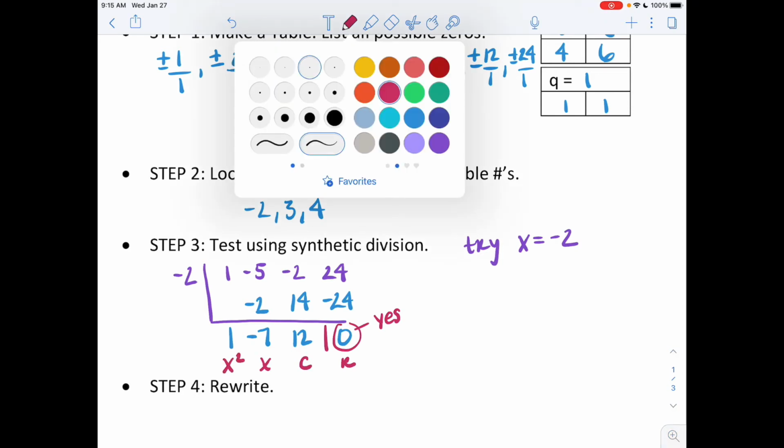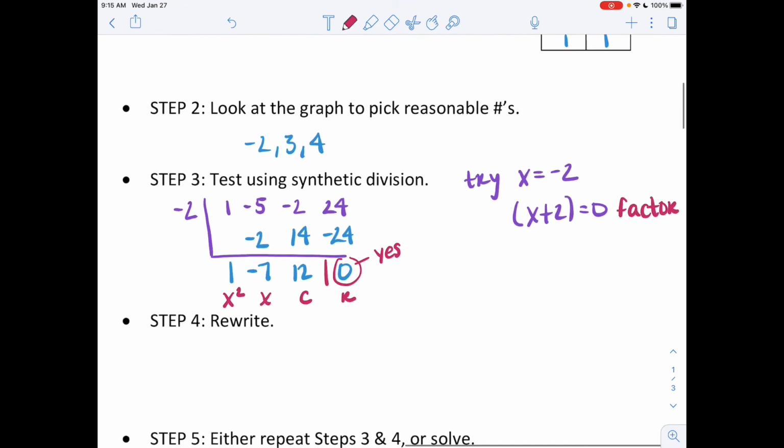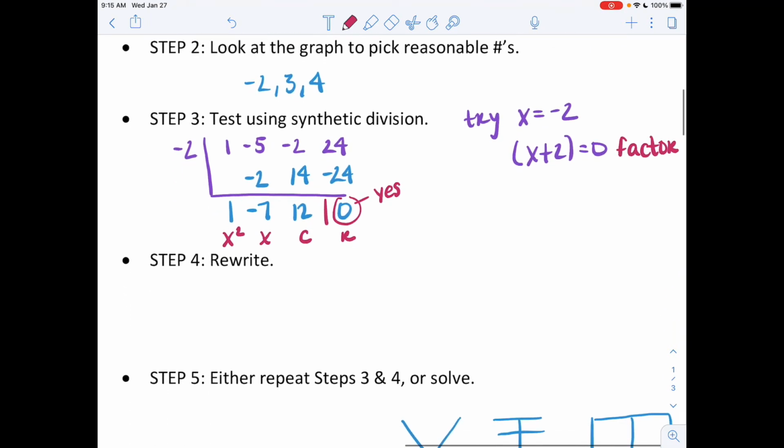The other thing we want to remember is if our solution was negative 2, then our factor is the opposite. It's x plus 2 is equal to 0, and that is our factor. So whenever we write our newly factored equation, we want to be sure that we use that version with the positive 2. So let's go ahead and rewrite.